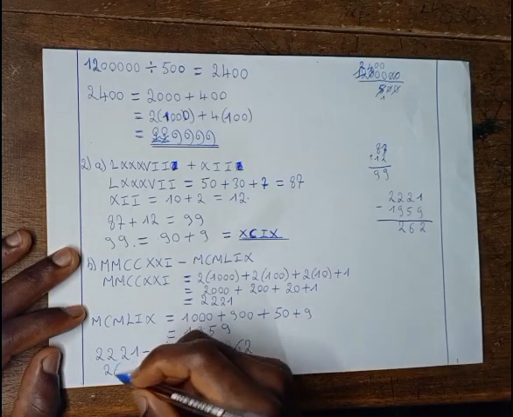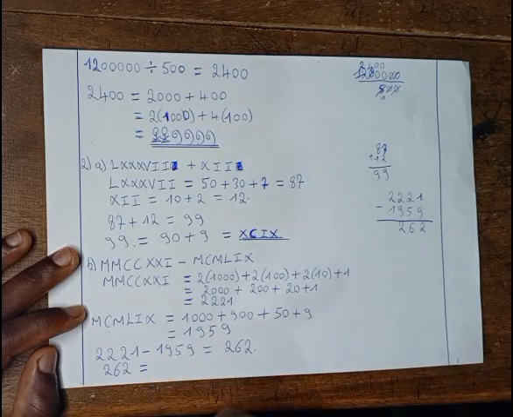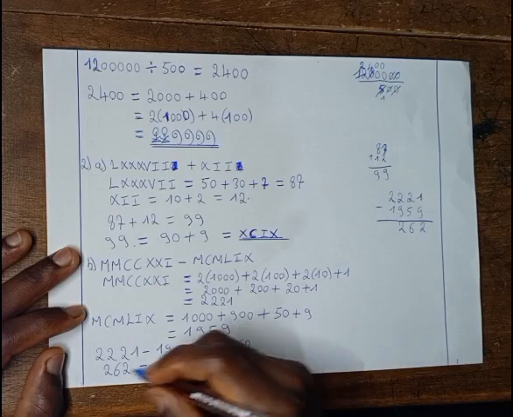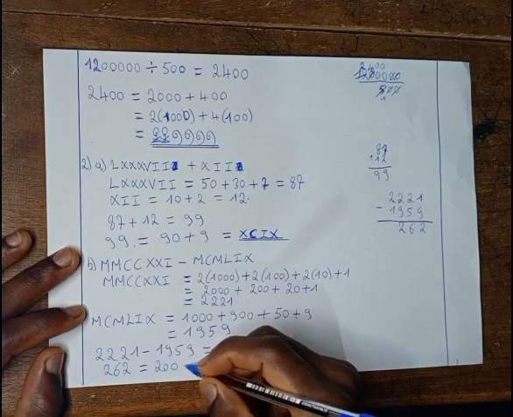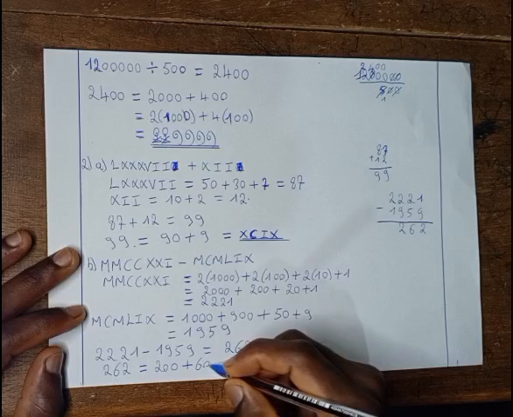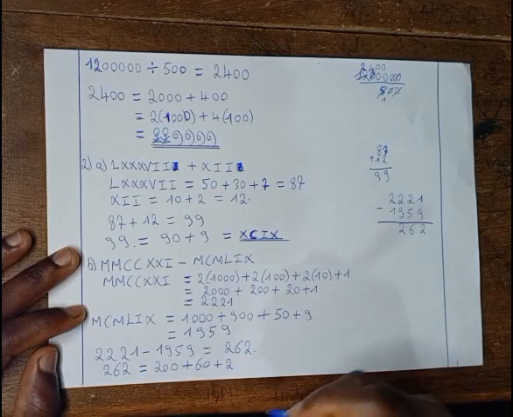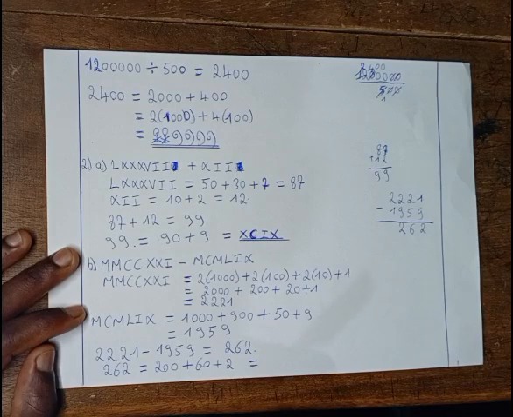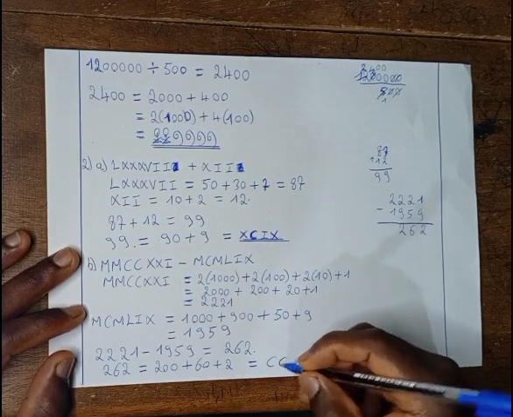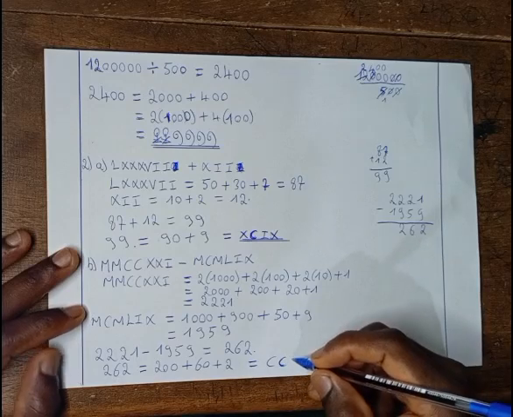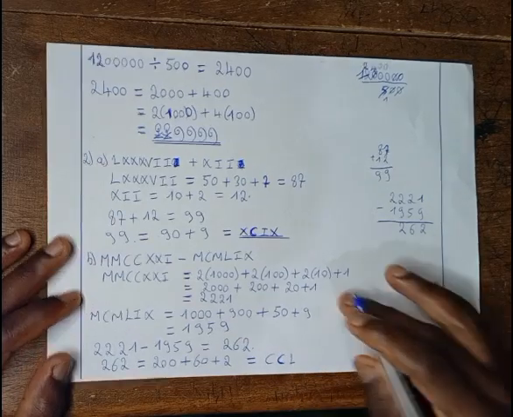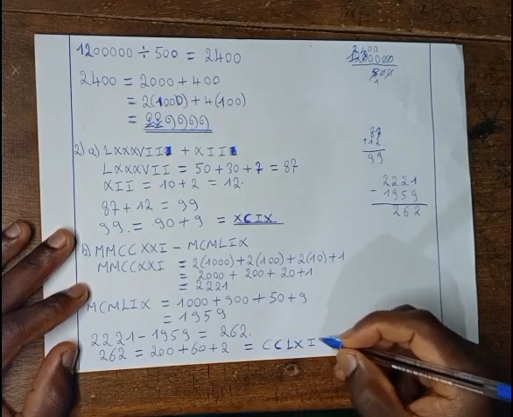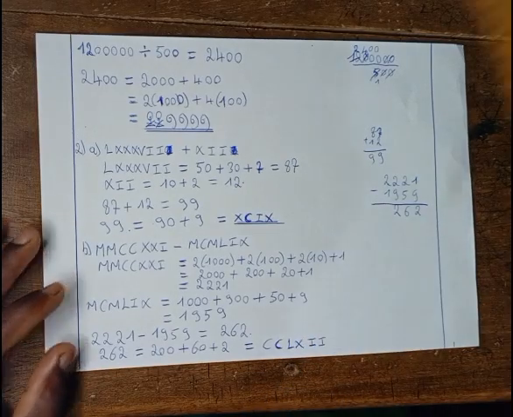So this will simply give us 262. Next we have to convert 262 back to Roman numerals. 2 has a value of 200, plus 6 has a value of 60, plus 2. The Romans represented 200 by making use of 2 C's. They represented 60 by making use of LX, and 2 by making use of 2 I's. So this is our result.